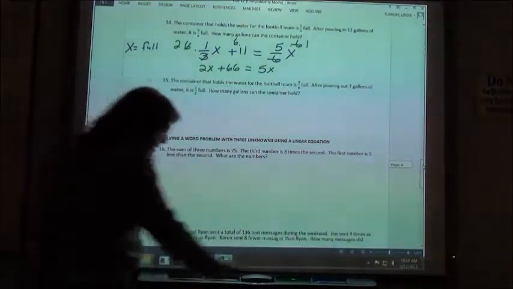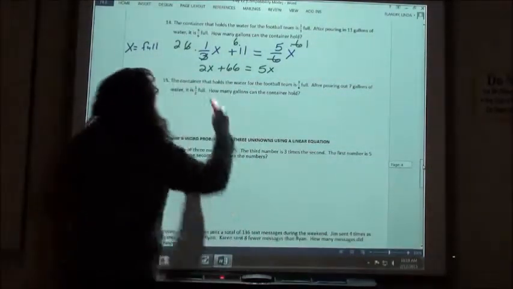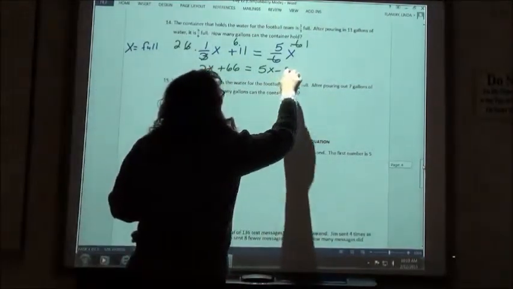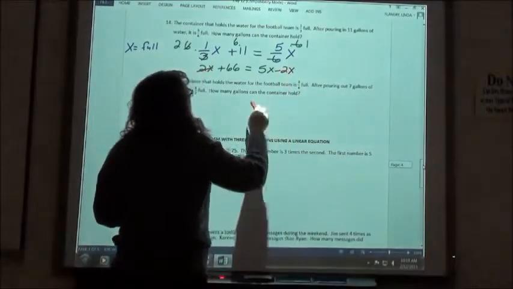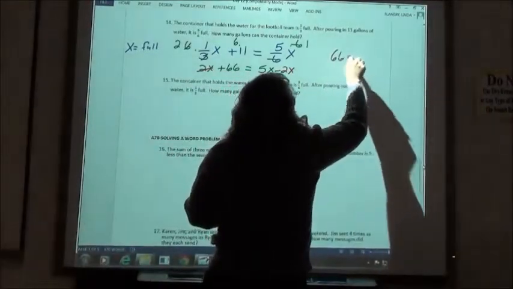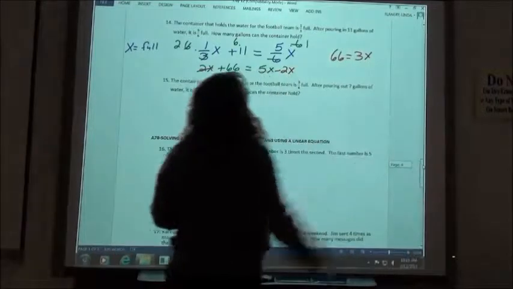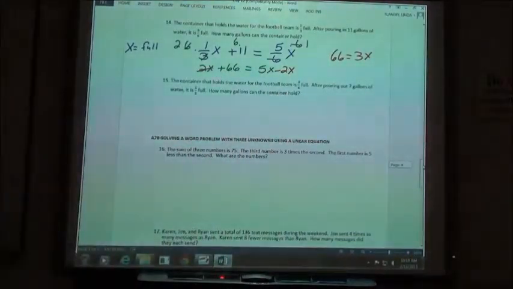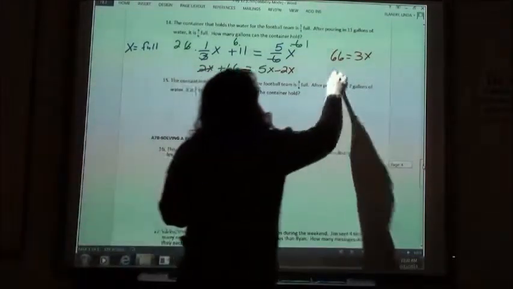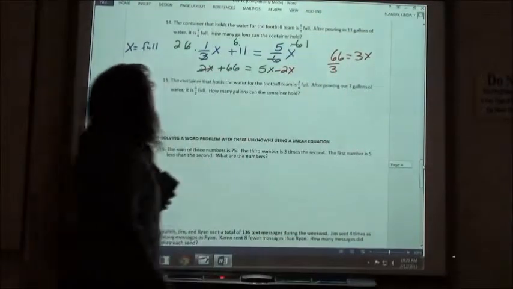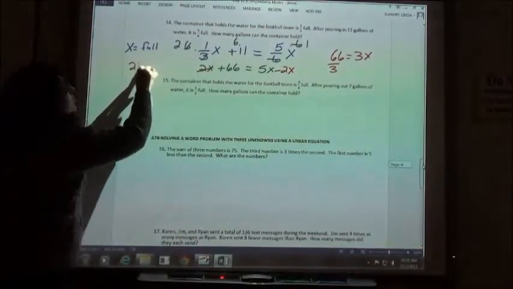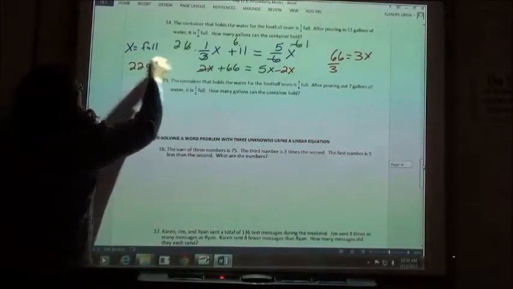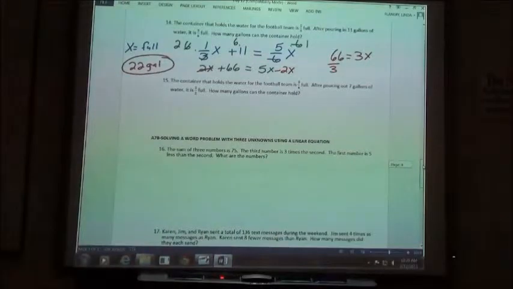If I want to go ahead and solve that, I'm going to move my x to the other side. So I'm going to subtract my 2x. 66 is then going to equal 3x, 5x minus 2x. And then, of course, I have to go ahead and divide by my 3. And 66 divided by 3 would give me 22 gallons if my container is all the way full.